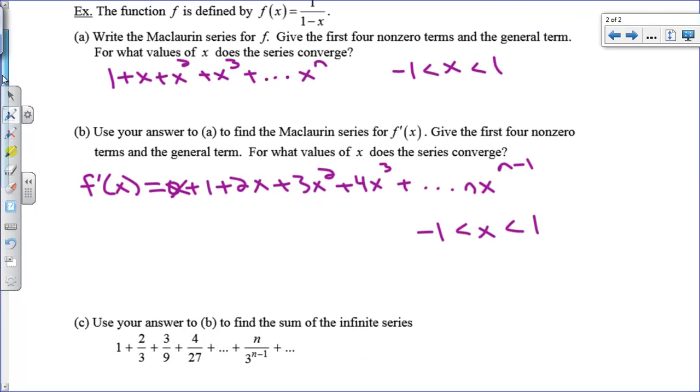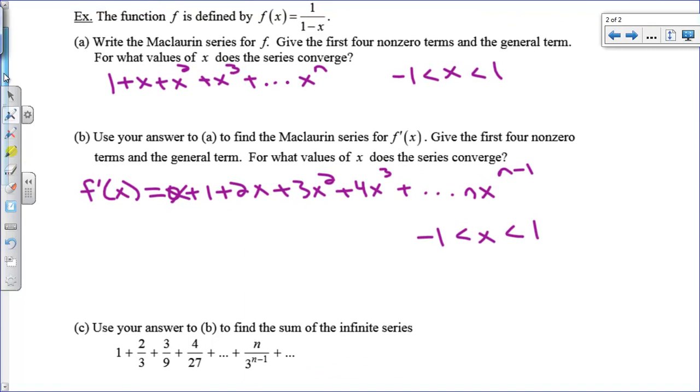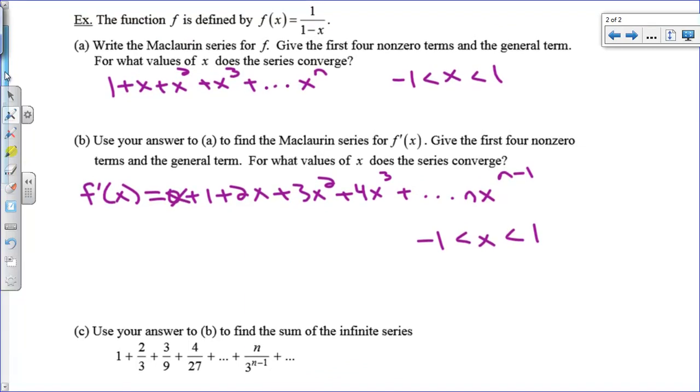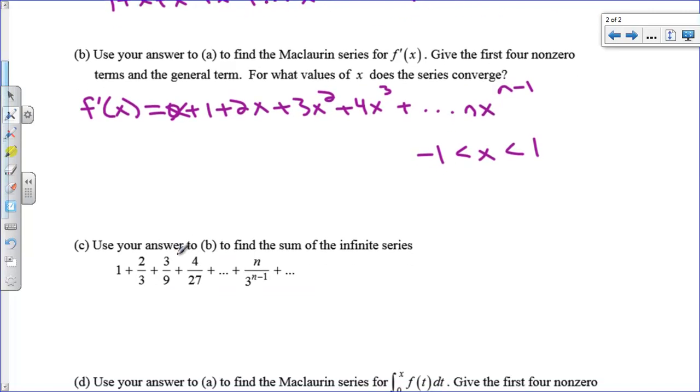Well, now we're going to practice finding derivatives and integrals to find new functions to figure out what series converge to. So here we have a series that doesn't match anything I've done before. It's not geometric because it's not like times 1/3 times 1/3. It's also not an e to the x or a sine of x or cosine x. However, it says use your answer to B to find the sum of the infinite series. Now in B, we got that f prime of x was the summation of n times x to the n minus 1, and this one would actually start at 1, going to infinity.